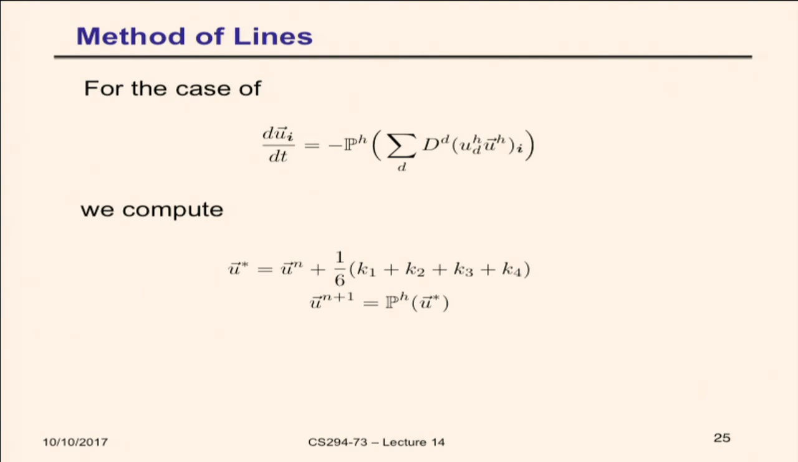So for this problem, we do something slightly more elaborate. We compute our Runge-Kutta method to evolve the solution in time, and then at the very end, we say u n plus 1 is equal to what comes out of the Runge-Kutta method times P_H. So it's a slight variation on doing Runge-Kutta, and the reason you have to do this is because what comes out at the end of Runge-Kutta may not be exactly divergence-free.